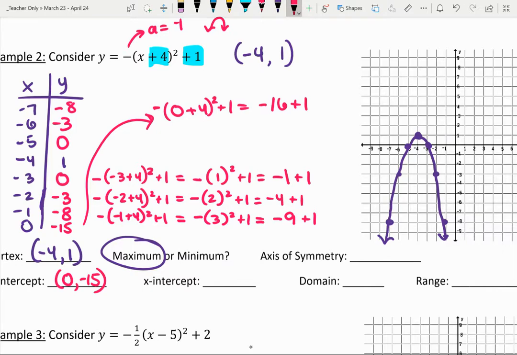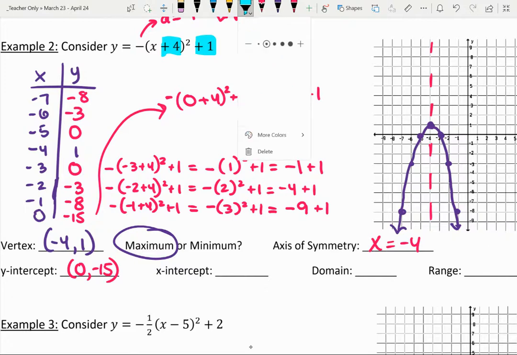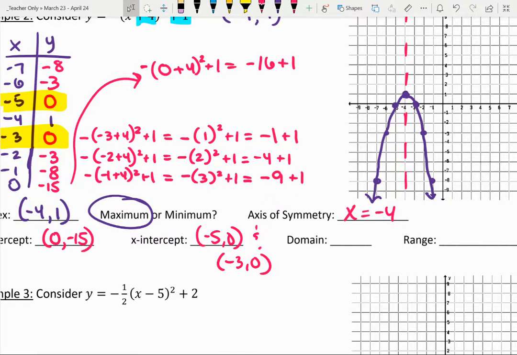Again, our axis of symmetry goes right down the middle of our parabola. It goes right through the vertex. Remember, it's the same x value as the vertex. So x is equal to -4. This time our x-intercepts are spot on, right? We can see them pretty easily here. It's where y is equal to 0. So I'm just going to jot down those points. We've got -5, 0, and -3, 0.